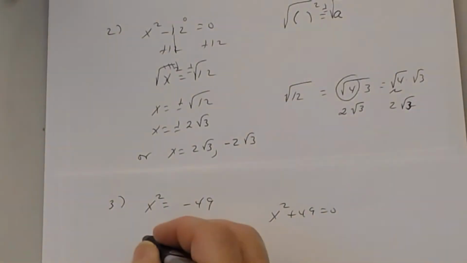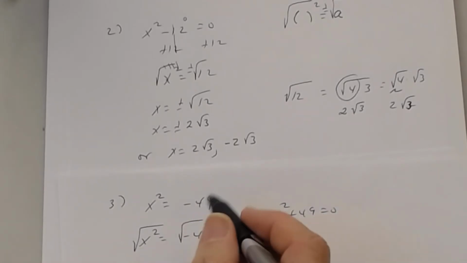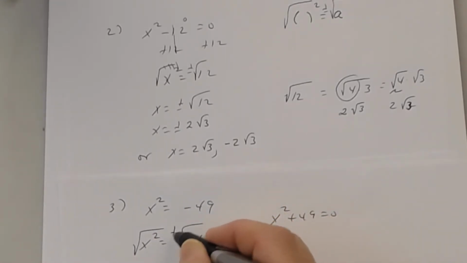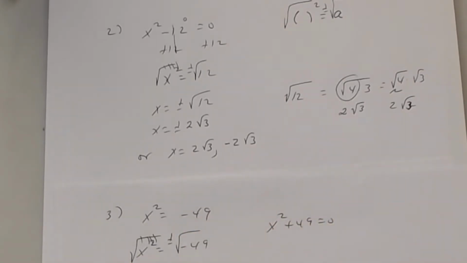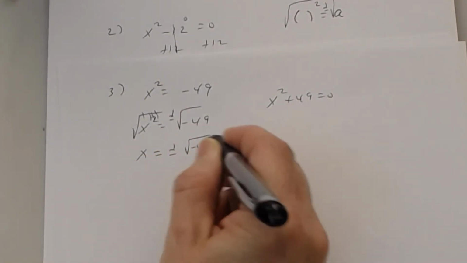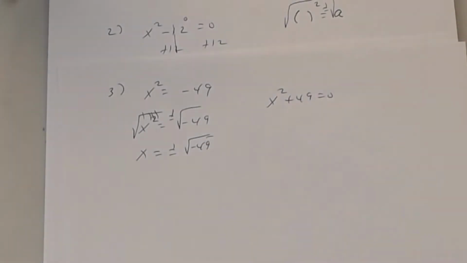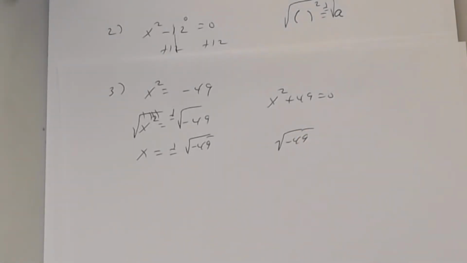So if I take the square root of both sides, what else must I write? Plus or minus. So the square and the square root undo each other. They're inverses of each other. So I get x equals plus or minus the square root of negative 49. So that's where I'm at. Now what else can you do? Simplify the square root of negative 49. Okay, I'm going to go ahead and rewrite it right here. So how would you simplify that?